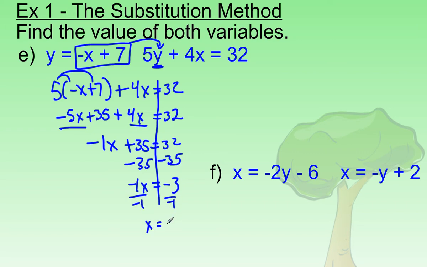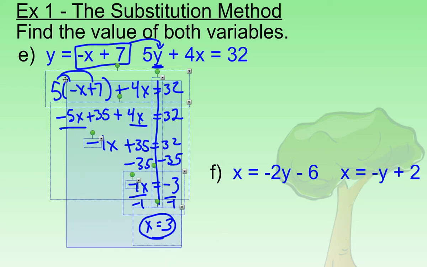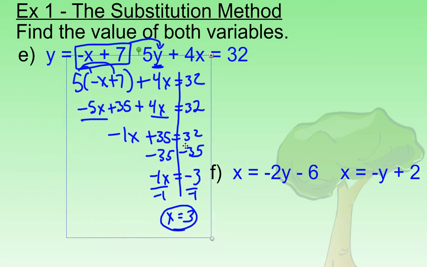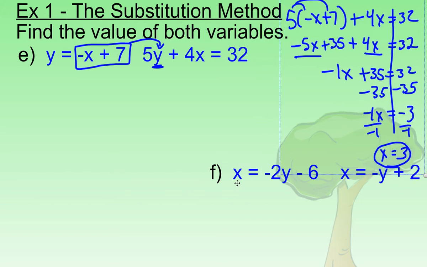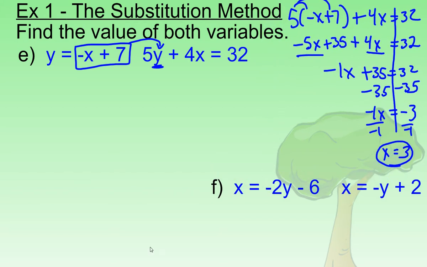X equals 3. Alright, so I've found the x value of 3 that works in these equations. So the x value of 3. If I plug 3 into my equation for the x value, I can find my y value. And I'll be honest, I could plug in 3 into this equation as well, but this one's just easier. It's less stuff, it's simpler. I only have to do one step, just negative 3 plus 7 is 4, and I got my answer.